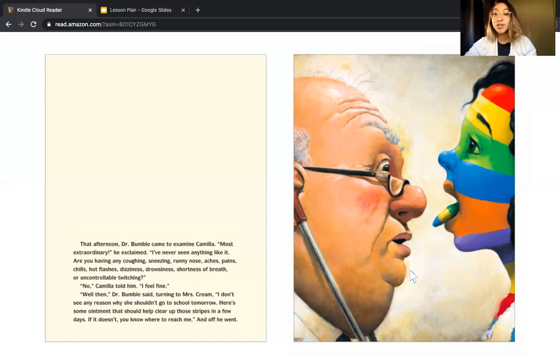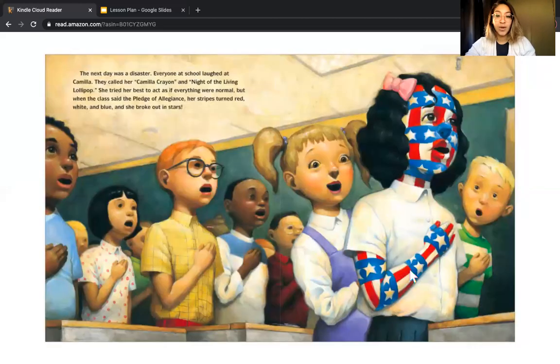The doctor looks worried. Yes, the doctor looks worried. I'm sure if I was a doctor, I would be concerned if I saw one of my students or one of you guys with different colored stripes. Next picture, let's go. What do we see in this image? She kind of does look like a flag. Good job. Yes, she does look like a flag.